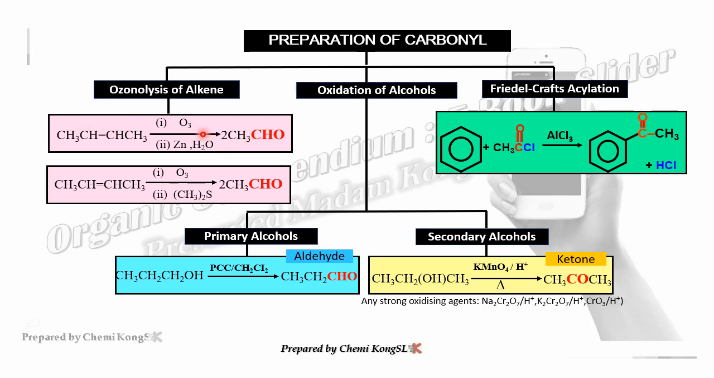Okay, the same thing happens when we use the reagent, 1 ozone and 2 dimethyl sulfide. We are given the same product, which is ethanal as well. This one is zinc in acidic medium, and this one is dimethyl sulfide. Both of them are reducing agents that are used to prevent further oxidation of the aldehyde formed.